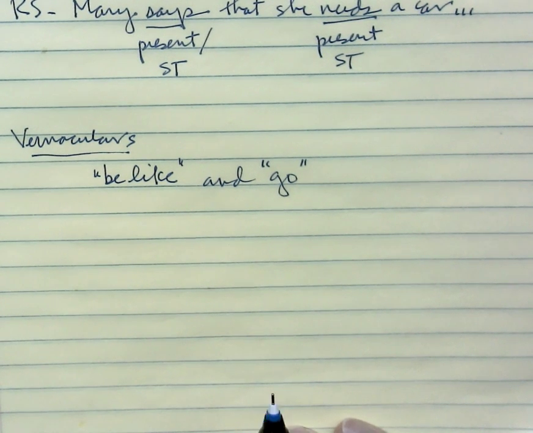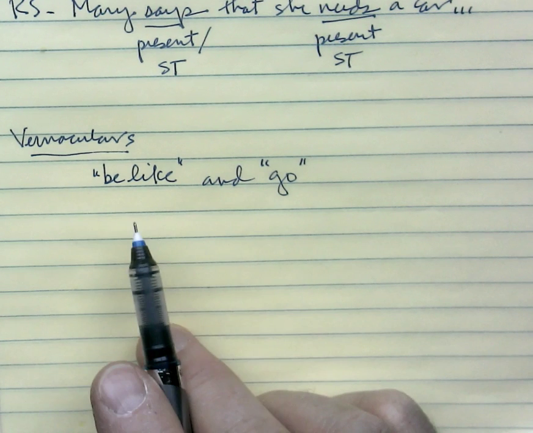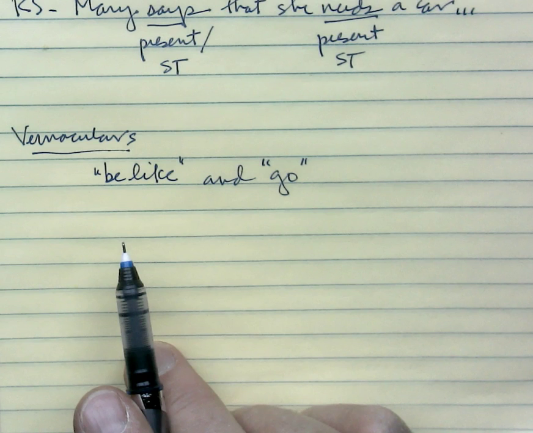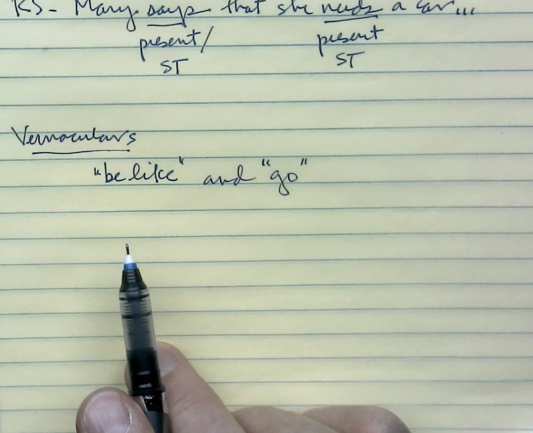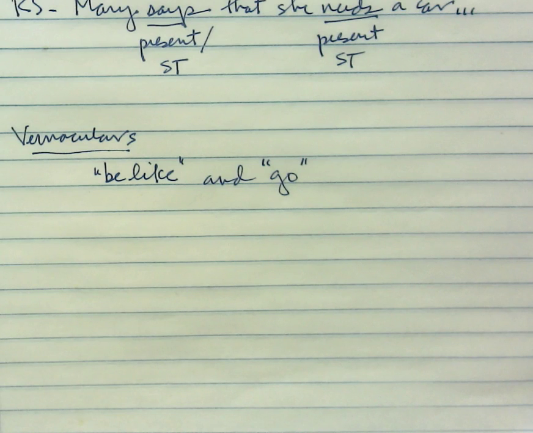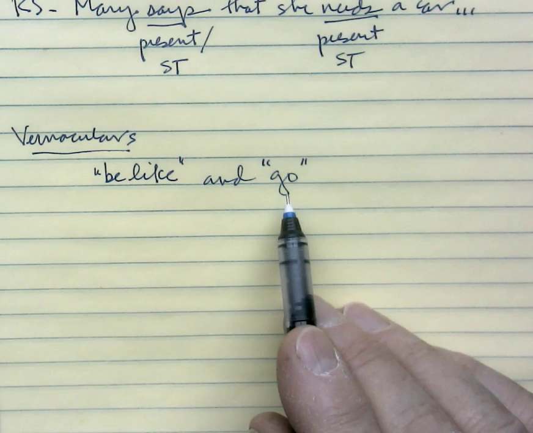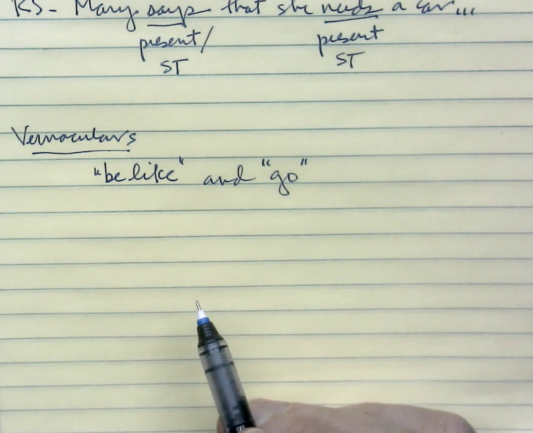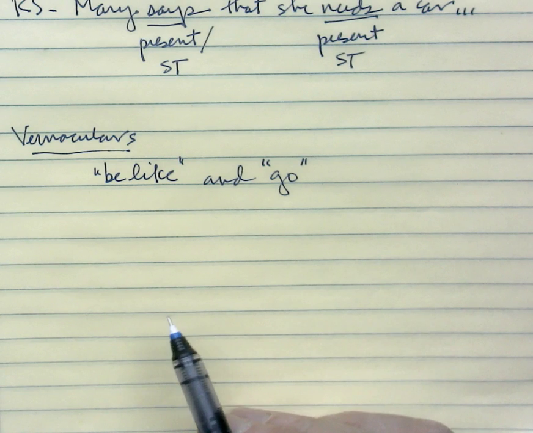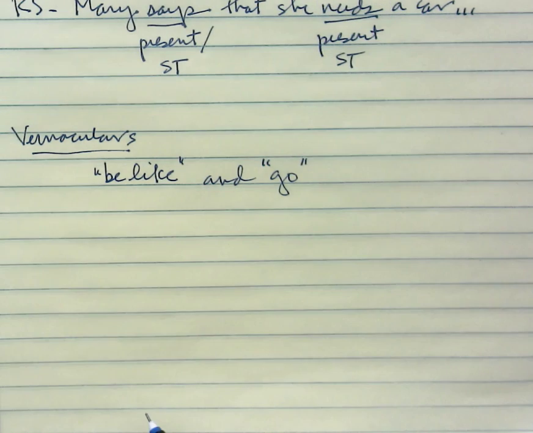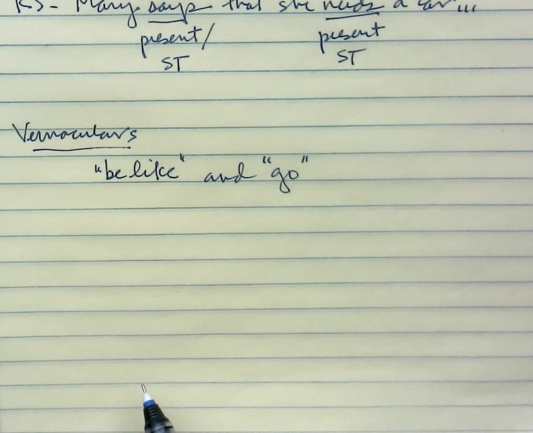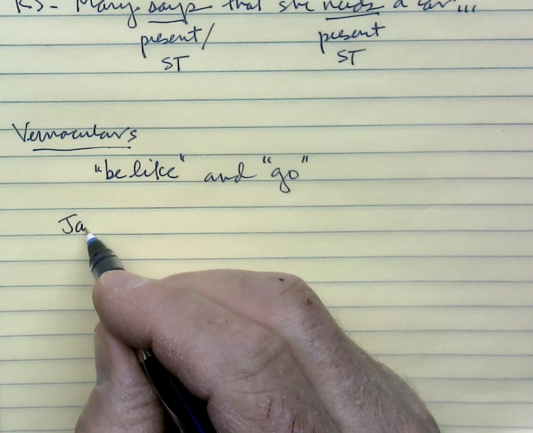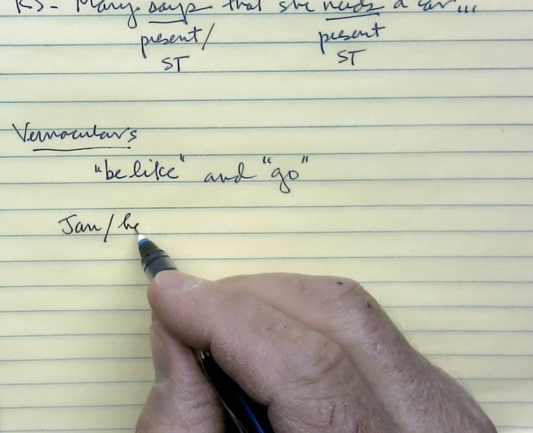Now, in the last 25 years, these forms have spread like wildfire. It's really amazing. They may have started with Valley Girls Speak in California, perhaps in the 1980s, 1990s, but today, be like and go are actually used worldwide, and they're used in all different kinds of vernaculars and dialects. It's really quite amazing.